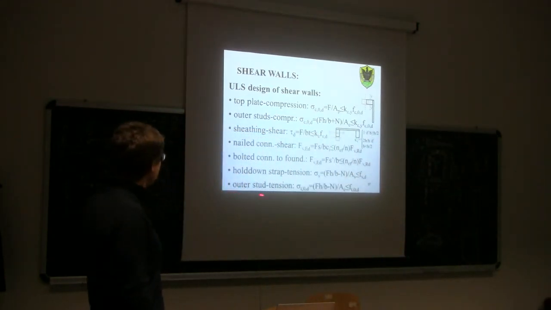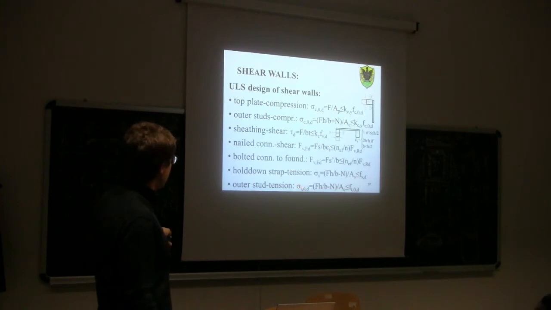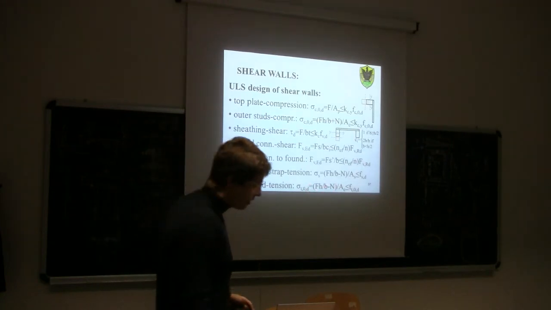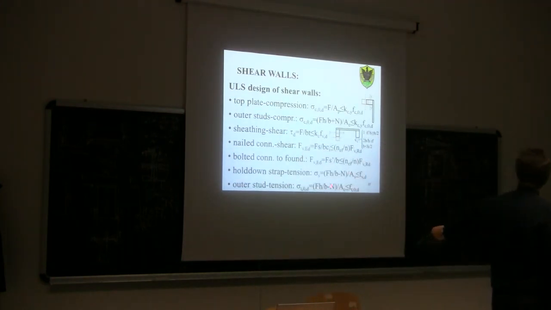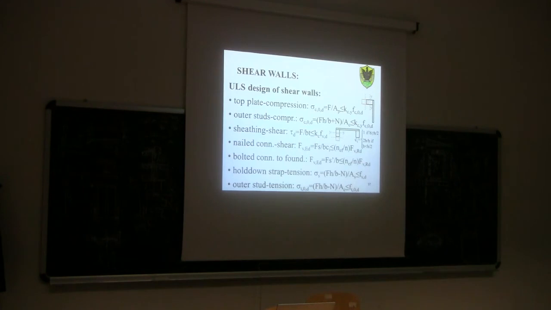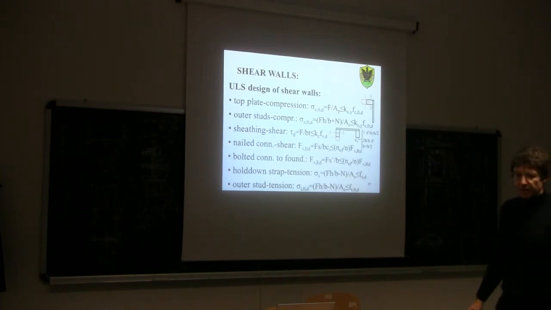And then outer stud tension, design stress parallel to the grain due to tension, again FH over B, which is the tensile force due to lateral force, minus the vertical force due to gravity, divided by the area, less than or equal to FT0, the design strength parallel to the grain in tension.